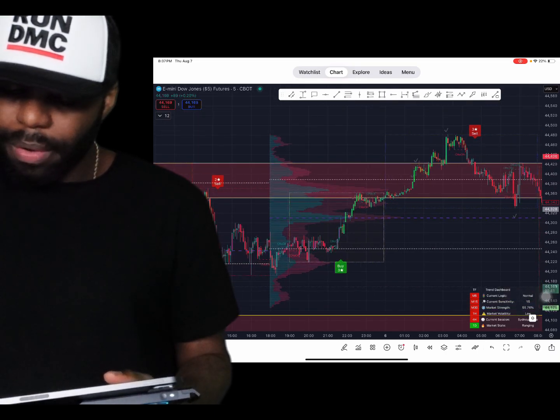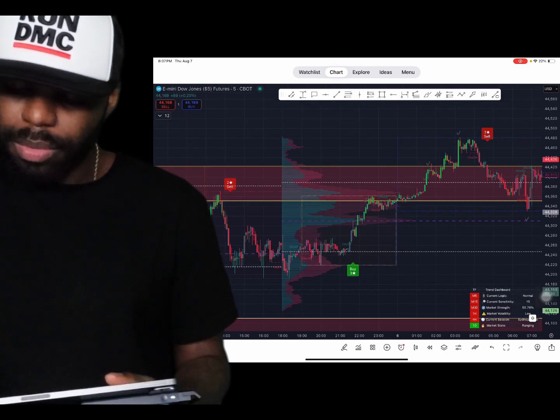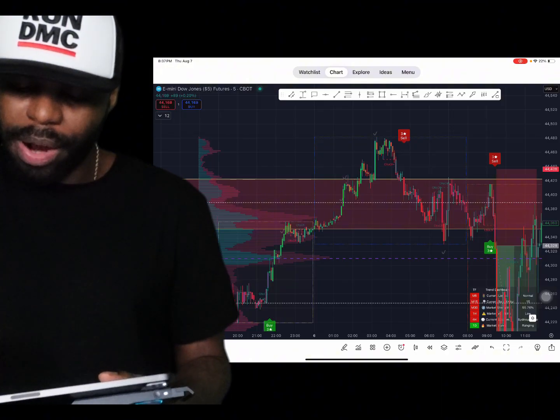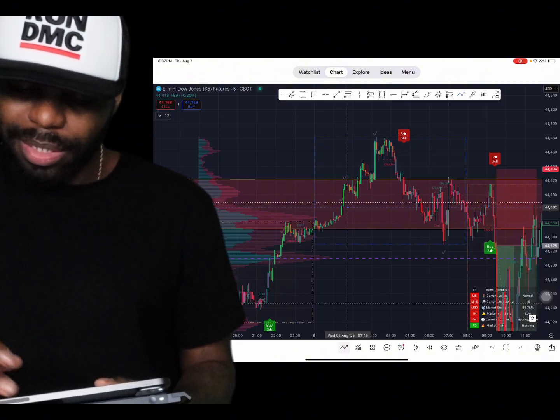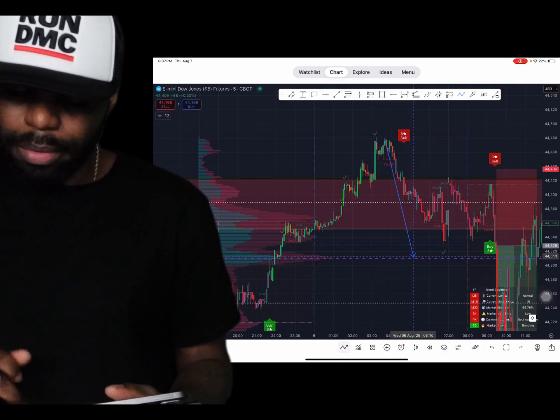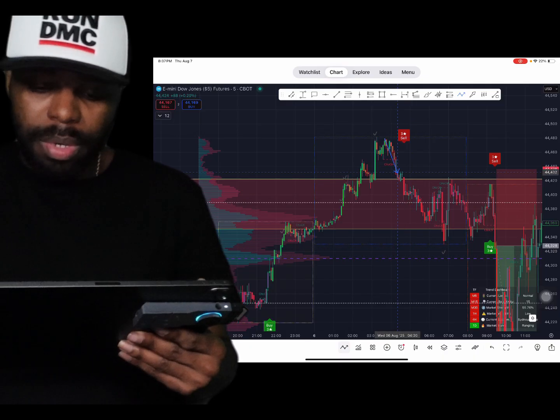Whenever price is above this purple line down here, you see this purple line? That's the point of control. Whenever price is above it, price likes to target those levels. It's kind of like a magnet to me.